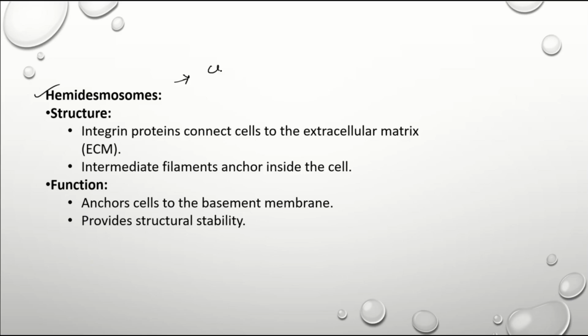So the last one is hemidesmosomes. As I have said, it is a cell-matrix junction. What is a cell-matrix junction? As the name suggests, it is a junction between the cell and the basal membrane, that is the matrix. Integrin proteins connect the cell to the extracellular matrix, and intermediate filaments anchor inside the cell. What are its functions? I will show the diagram in the next slide. Functions: it anchors cells to the basement membrane and provides structural stability.